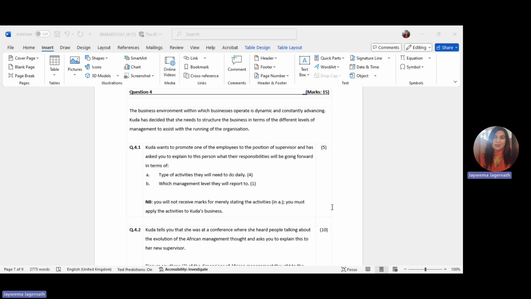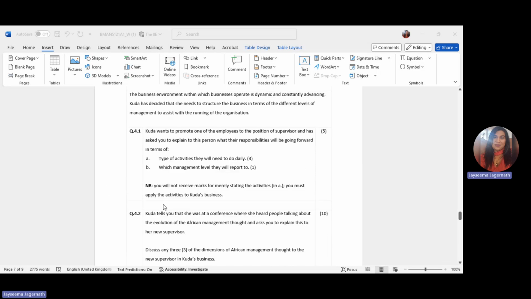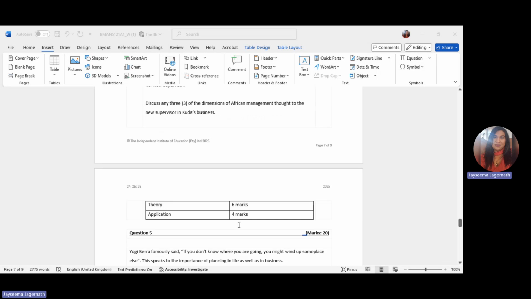And then your lower level managers require a lot of technical skills because they are actually doing the work and supervising the staff at the bottom. Okay. So please remember that you need to link it to the case study when you answer. And you'll also need to read up about the evolution of South African or African management. Remember, there were 3 phases. So please use your textbook, but there again, you're going to have to do additional research.